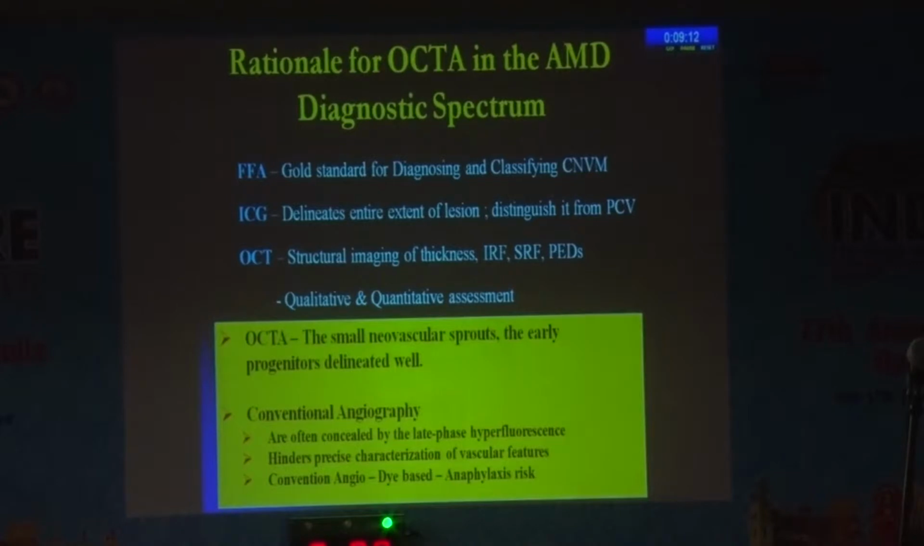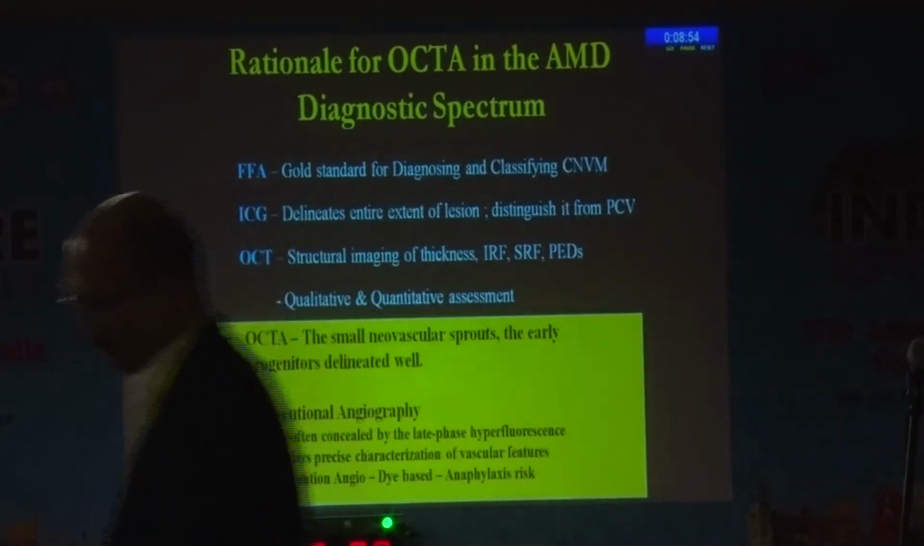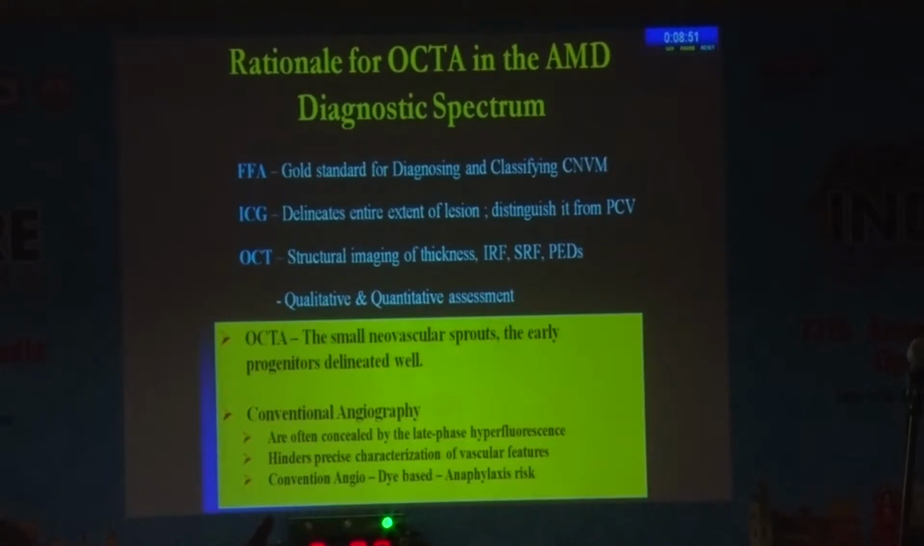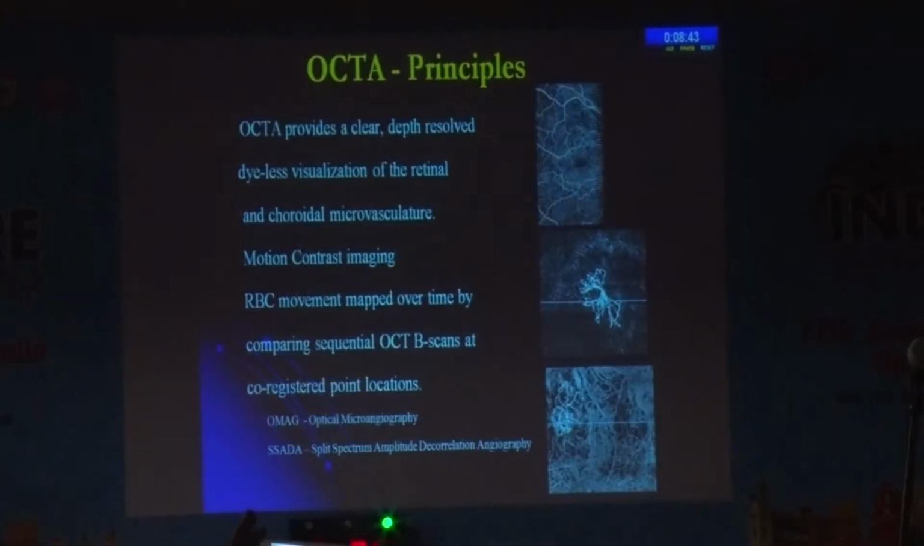OCT gives us structural imaging of the thickness, as we've talked about, intra and subretinal fluid, PEDs, and of course a qualitative and quantitative assessment. OCTA helps us look at those small neovascular sprouts which tend to be the early progenitors. It delineates it very well. Whereas in conventional angiography, this is often concealed by late phase hyperfluorescence, and this hinders the precise characterization of the vascular features. Also, conventional dye-based fluorescein angiography carries a risk of anaphylaxis. So OCTA provides a clear, depth-resolved, dye-less visualization of the retinal and choroidal microvasculature.